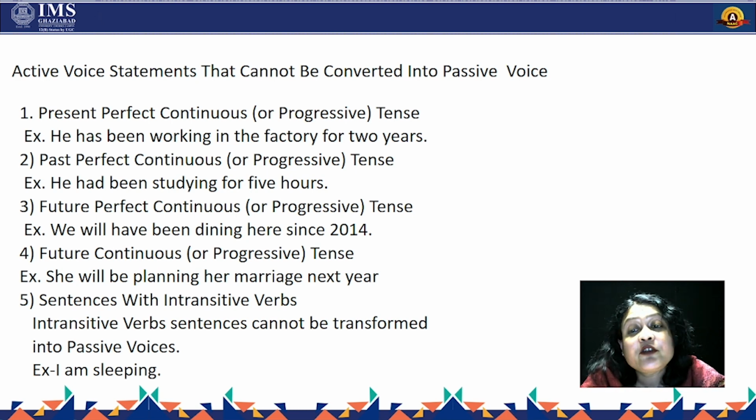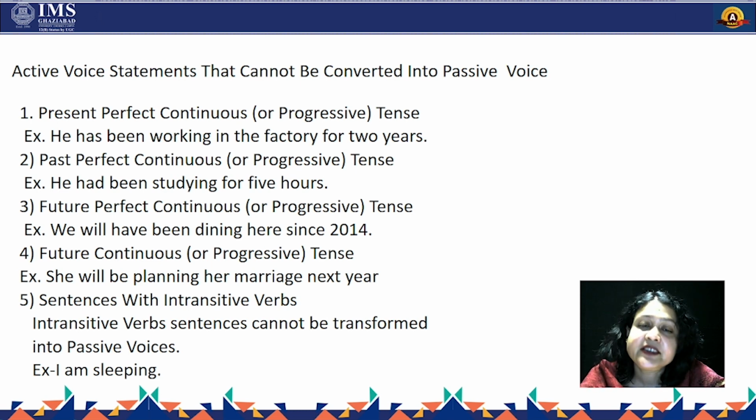Again, why cannot we transform intransitive verb sentences into passive voice? The reason is that since an intransitive verb does not take an object, it cannot be converted into a passive voice sentence.